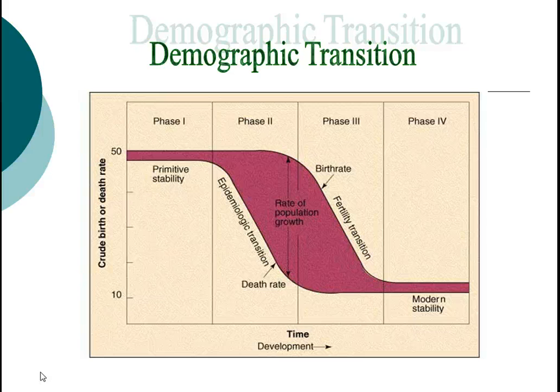Okay, so then in phase 2, we're in pre-industrial, and it says on this graph that we've got an epidemiological transition.